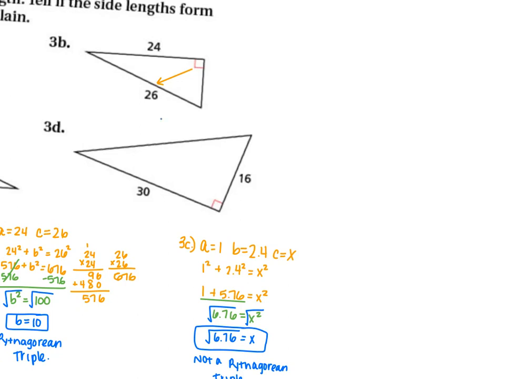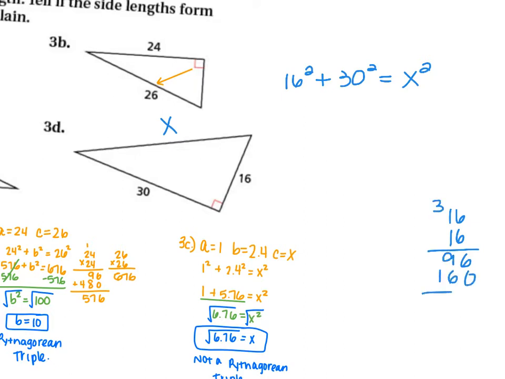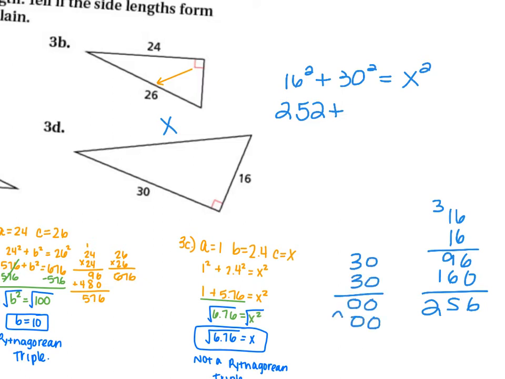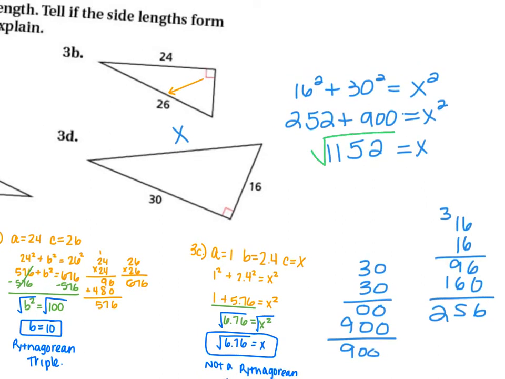You're missing your hypotenuse. So 16 squared plus 30 squared equals x squared. 16 times 16: 6 times 6 is 36, that's 96, 6, 1, 256. So 256 plus 30 times 30, which is 900, there's 2 zeros. Add those together, I get 1156. And then square root that.